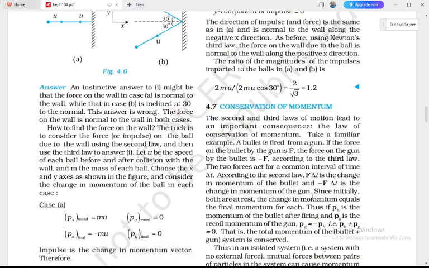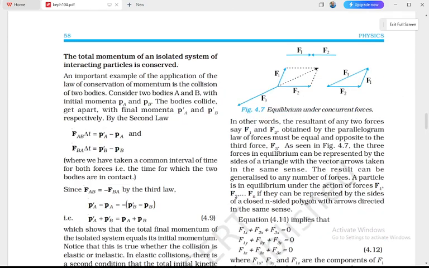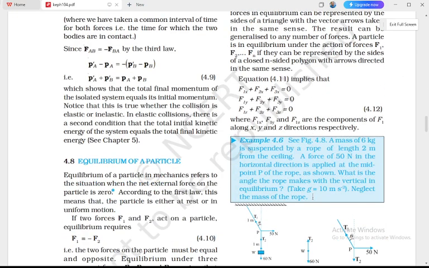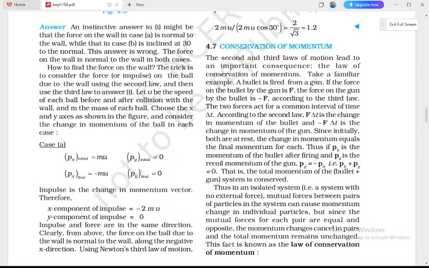Now we'll learn about conservation of momentum. The second and third laws of motion lead to an important consequence, the law of conservation of momentum. Take a familiar example. A bullet is fired from a gun. If the force on the bullet by the gun is F, the force on the gun by the bullet is minus F according to the third law.